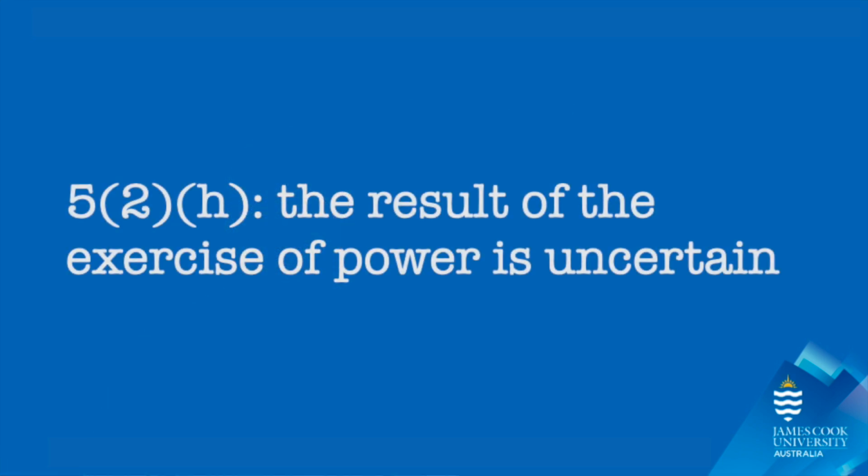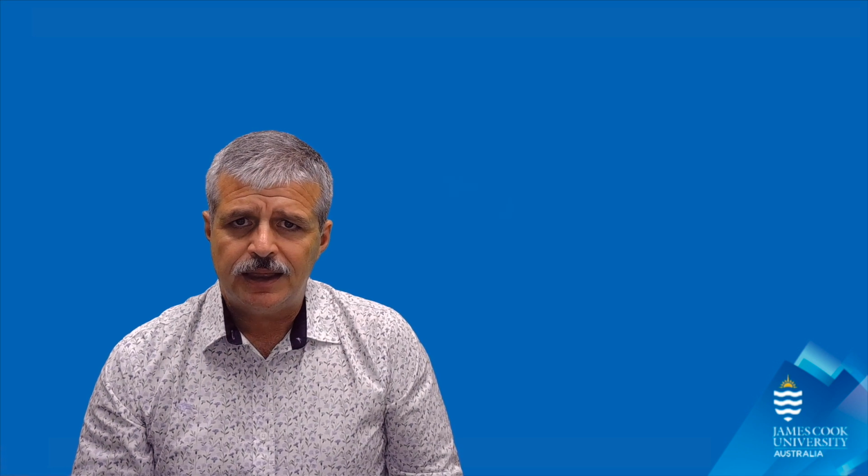Now at last we come to our final ground for review, uncertainty. Section 5.2h of the ADJR Act says that an exercise of a power is invalid if it occurs in such a way that the result of the exercise of the power is uncertain. Now you've already met this concept of uncertainty when you did contract law. At law, something is uncertain if no reasonable meaning can be attached to the words, or if some crucial aspect of the decision is left out.